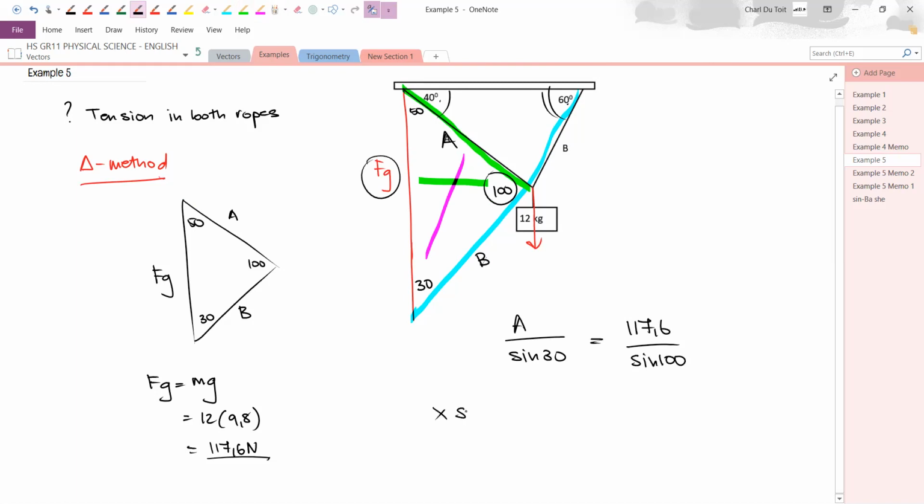Then I multiply with sine 30, right? Give me a second. Do you understand what I've done? Okay, let's type that in the calculator.